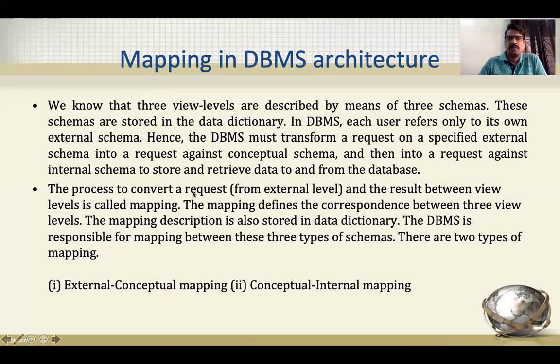The process to convert a request is whatever request we do from the external level. The request between view levels is called mapping. The mapping defines the correspondence between the three view levels. The mapping described is also stored in the data dictionary. The database is responsible for mapping between these three types of schemas. There are two types of mapping.